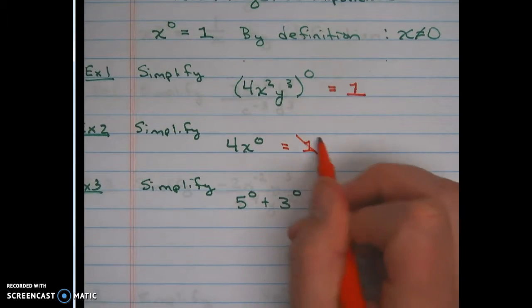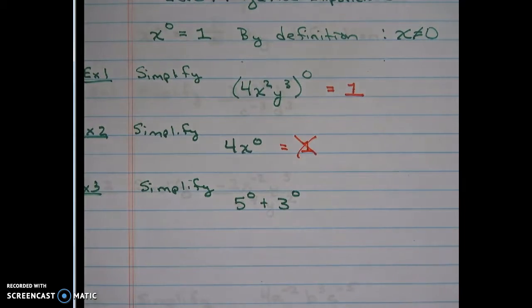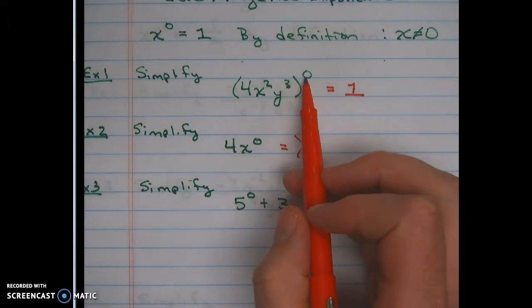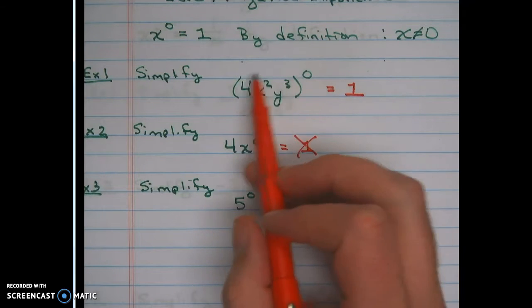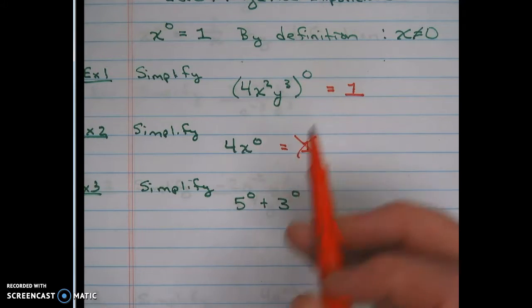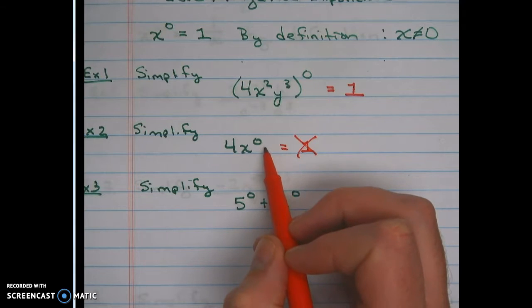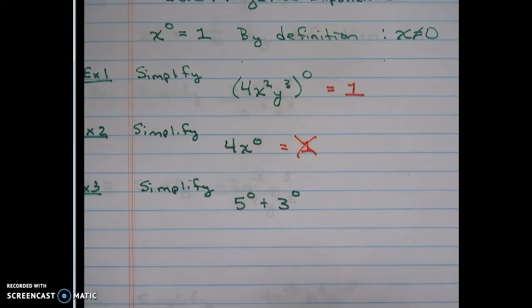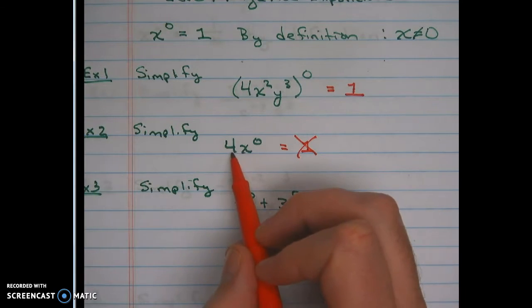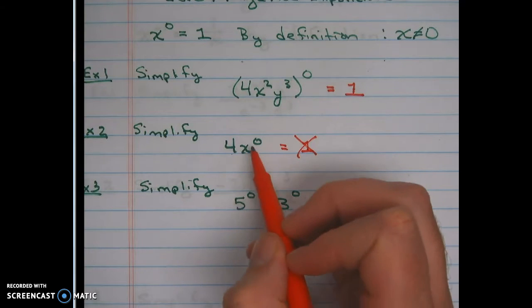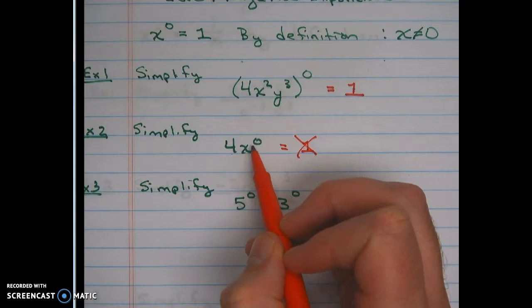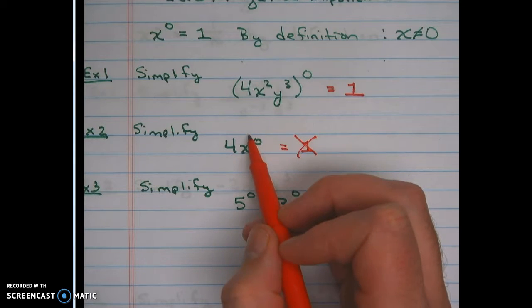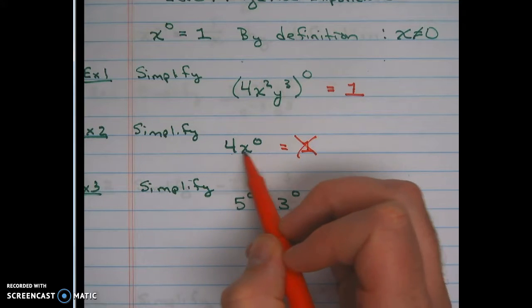And I'll go, wrong. What it comes down to is you've got to be very careful again about how you read the math that you're looking at. On the first problem, who did that 0 power belong to? It belonged to everything. In this problem, who does that 0 power belong to? It's all about how you read this. This is 4 times x to the 0. This 0 power only belongs to the x. If they wanted it to belong to everything, they would have put parentheses around the 4x.